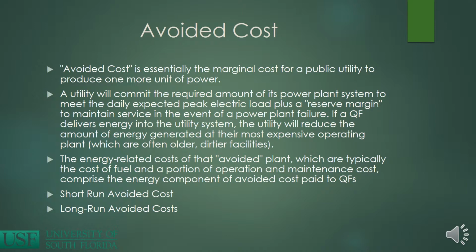The energy-related costs of that avoided plant, which are typically the cost of the fuel and a portion of operation and maintenance costs, comprise the energy component of avoided costs paid to QFs. Avoided costs can be short-run avoided costs, under 10 years, and long-run avoided costs, over 10 years. Of course, with solar, the long-run avoided costs will significantly reduce the avoided cost of the overall unit. So I'll stay within the 10-year short-run avoided cost to have a reasonable value associated with our cost.